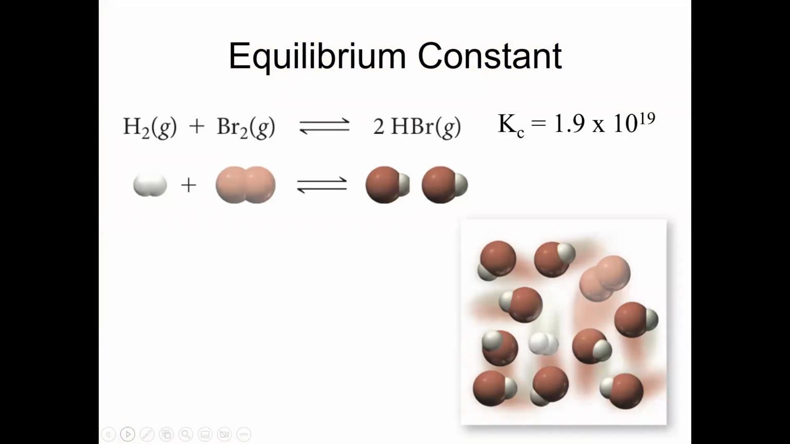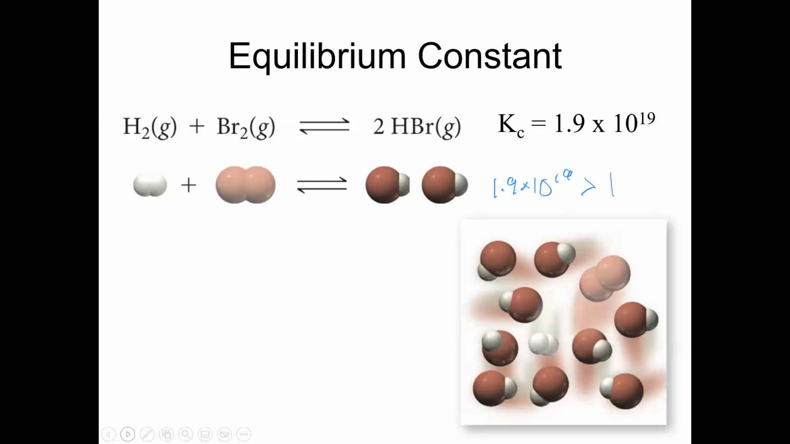So here we have the reaction of hydrogen and bromine in a reversible reaction producing 2 hydrogen bromides. It tells us that the K value for this is 1.9 times 10 to the 19th. What this means is, if you notice 1.9 times 10 to the 19th, that number is greater than 1. So I'll put that here. So that's more than 1.